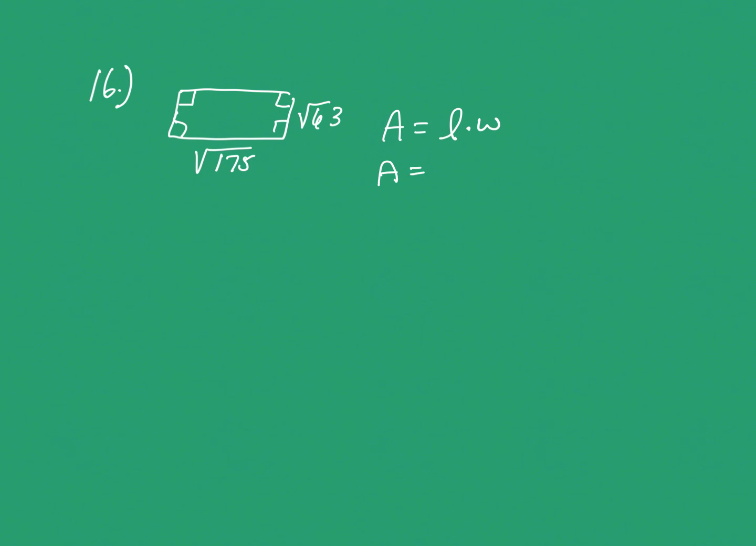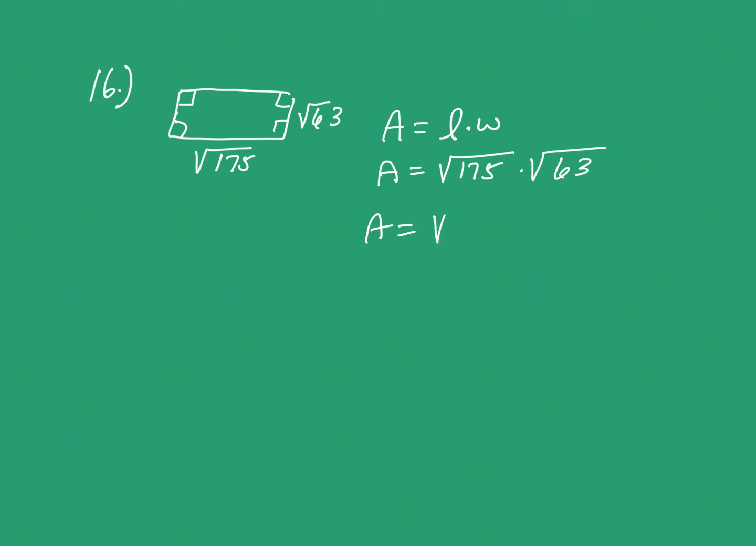16, what is the area of a rectangle? So you have a rectangle. And you have the length, which is the square root of 175. And you have the width, the square root of 63. So to find the area, it's going to be length times width. So the area is the square root of 175 times the square root of 63.